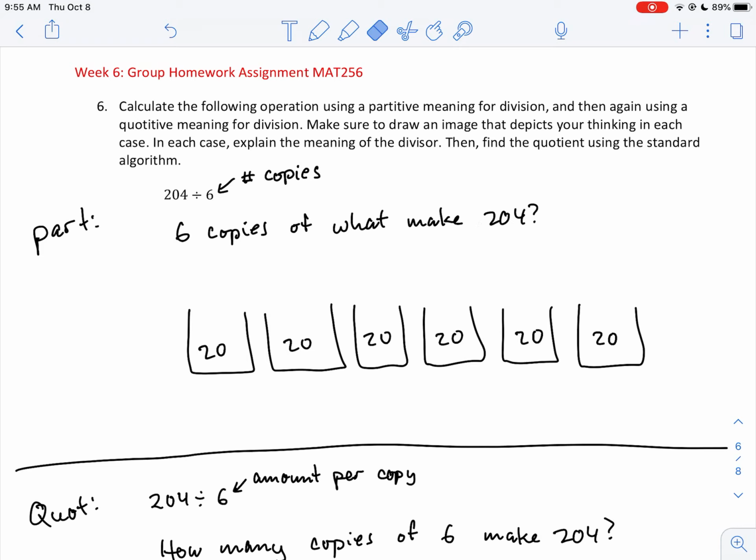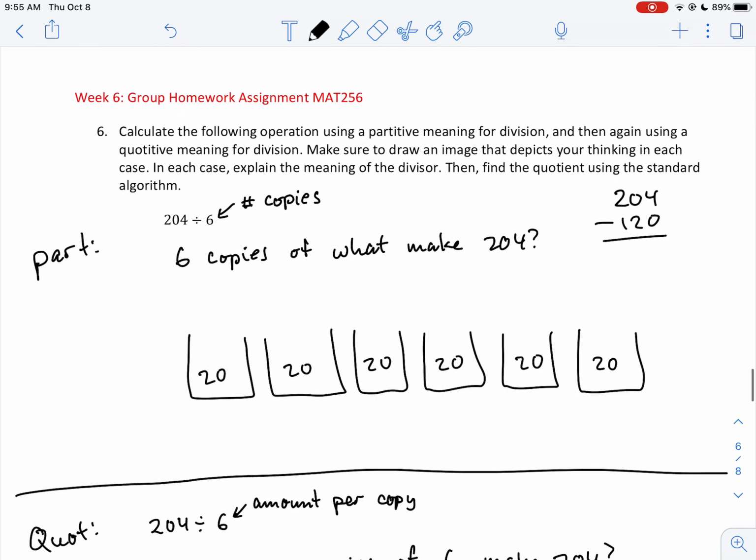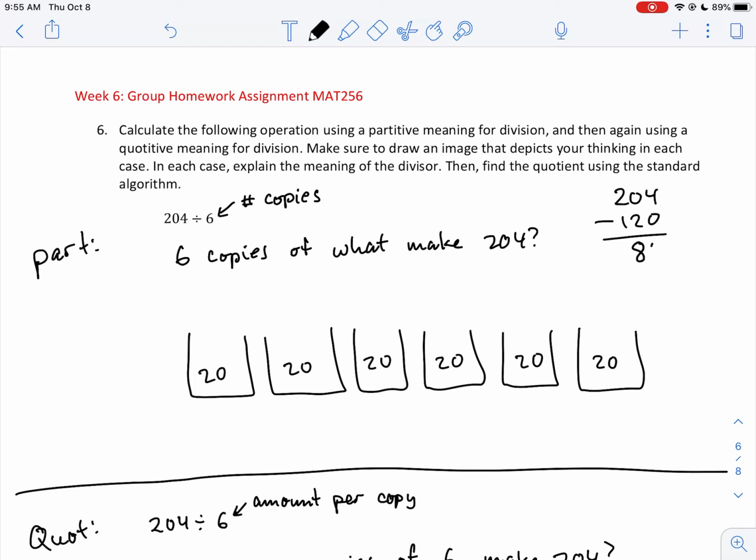All right, if I've put 20 into each copy so far, that means I've used up 120, so I keep track of how much I still have left. So remove 120 from 204. That ultimately is going to take us to 84.